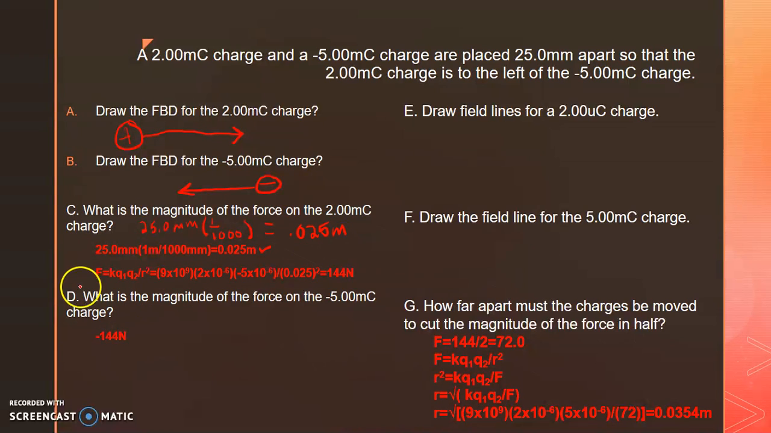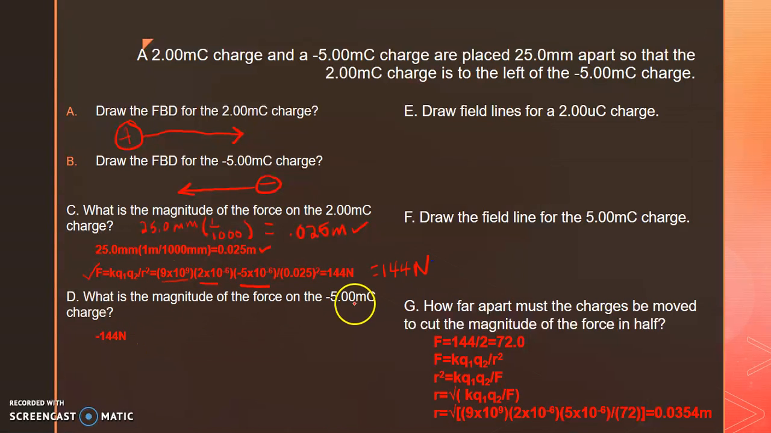Now we're going to use the Coulomb's law formula. Plug in what we know. This is the constant. This is also the constant, the charges of the 2 charges. And then you're going to divide it by the distance, which is what we did up here, squared, and we should get in our calculator 144 newtons.